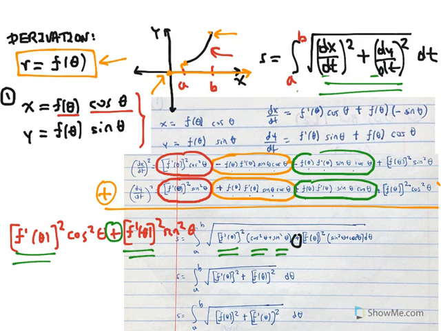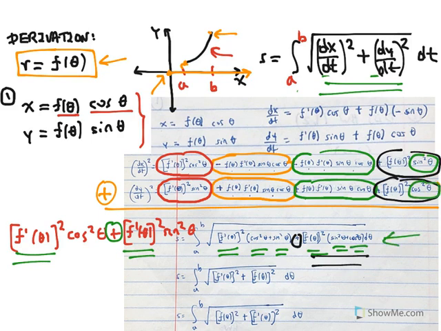And then you have this plus sign, and what you have here is coming from the sum of these two terms from dx dt squared and dy dt squared. And they also have a common factor of f of theta squared. So when you factor that out, from the first term you'd be left with sine squared theta, and from the second term you'd be left with cosine squared theta. So that's where that comes from.